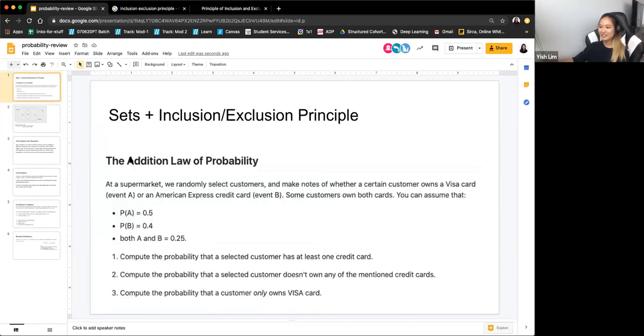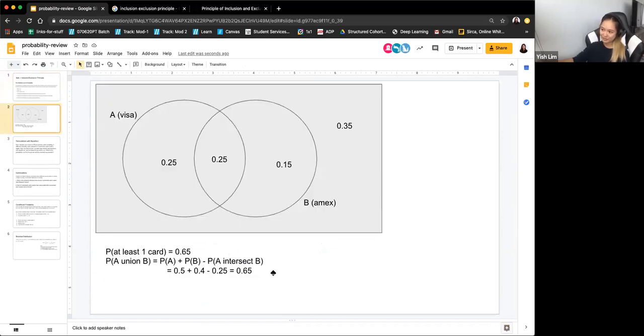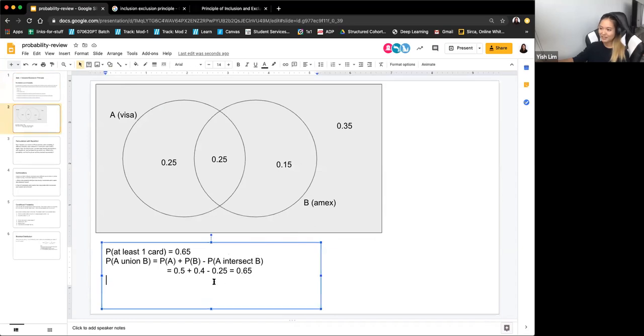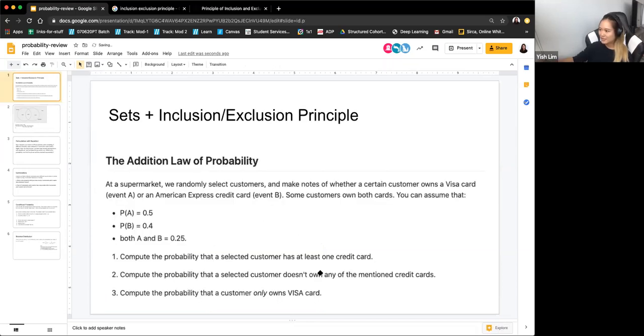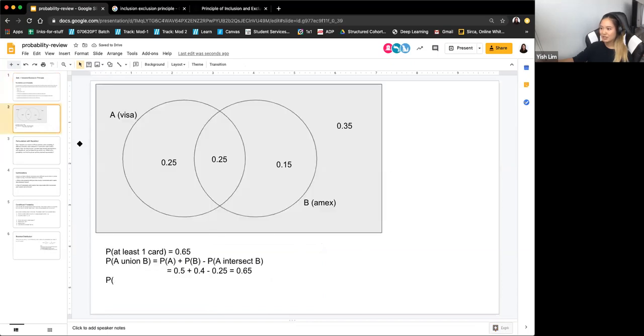All right, so that is the first question. The next question: compute the probability that a customer doesn't own any of the mentioned credit cards. Another thing that is very convenient, we already know that it is 0.35. But if we didn't have that already, it would be 1 minus them having either of the credit cards. So the probability of none of the mentioned credit cards.